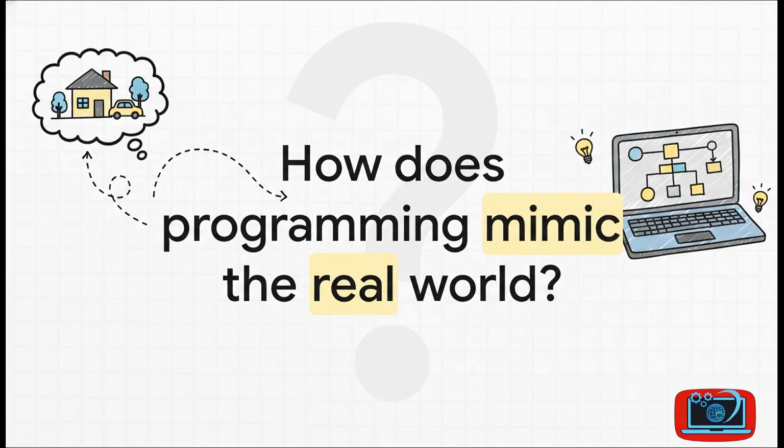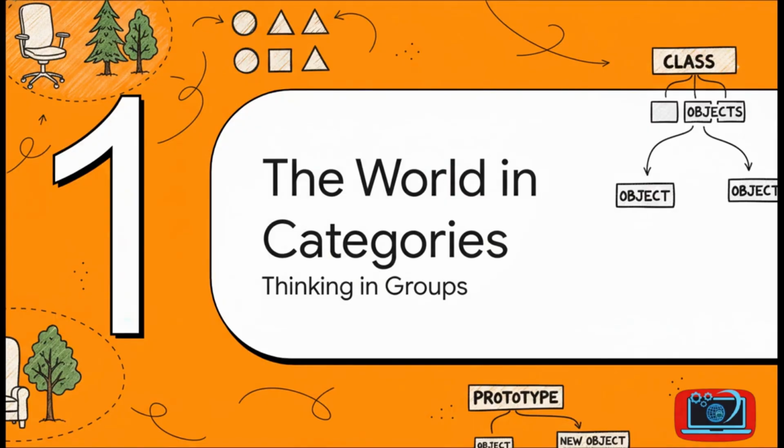So, to get our heads around this, let's just start with a simple question. How does programming even try to copy the real world? Well, a lot of the time, programmers look right at everyday life for clues, because the way we naturally organize things is a fantastic model for how to organize code. And think about it, one of the most basic things we do as humans is group stuff together. We're just wired that way, right?